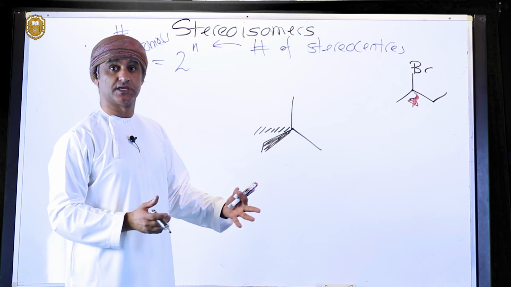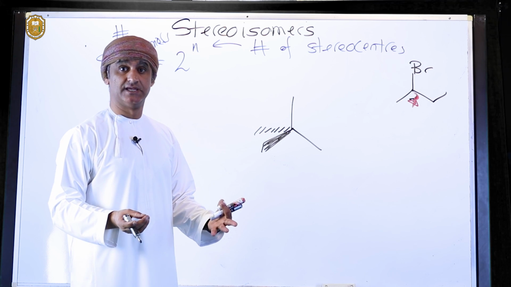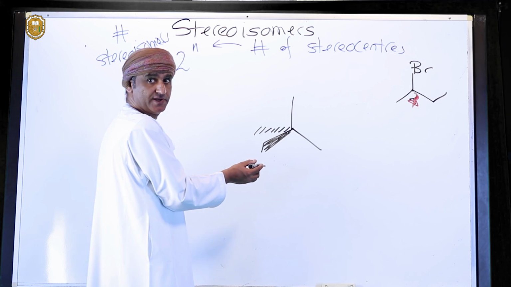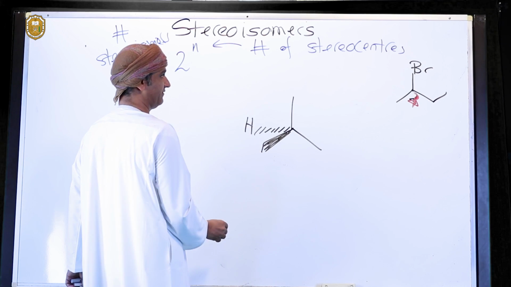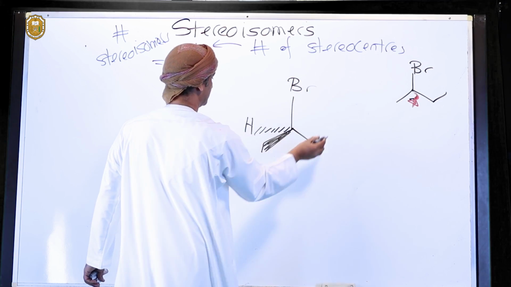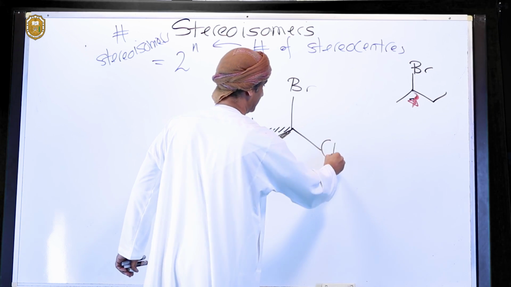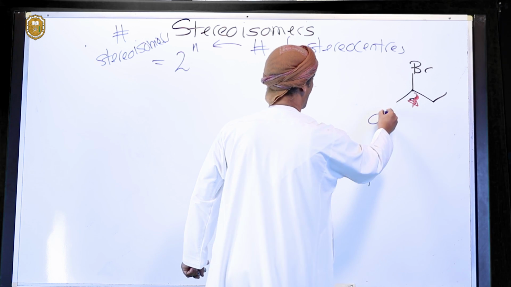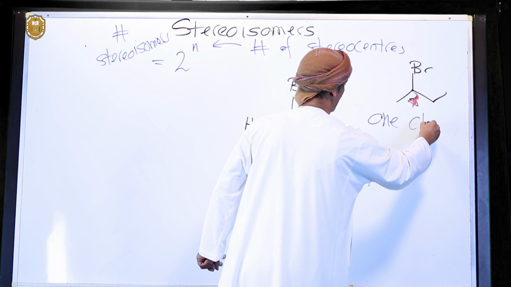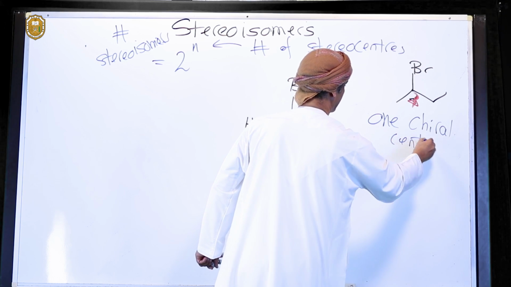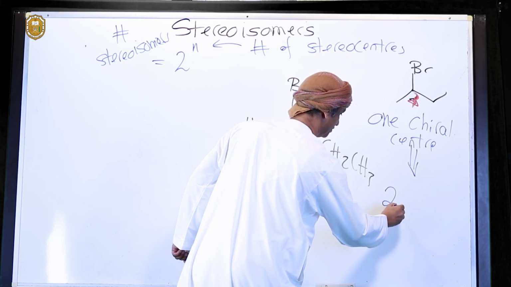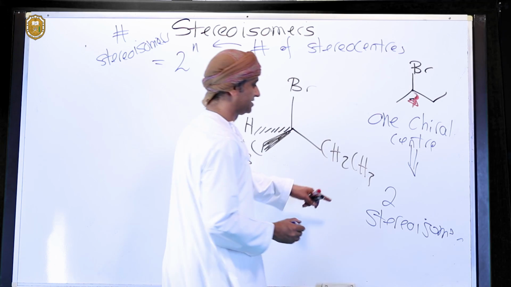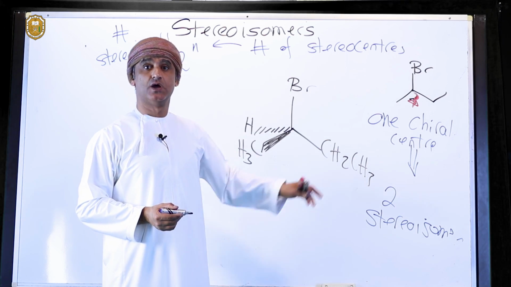What you can do, the easiest way, is to place the lowest priority group at the back. And of course, clearly on carbon number 2, the lowest priority group is hydrogen. So we have hydrogen, and then you can put Br anywhere. You can put the methyl group anywhere. You can put the ethyl group anywhere. And remember, in this case there is one chiral center, or one stereocenter, and therefore two stereoisomers.